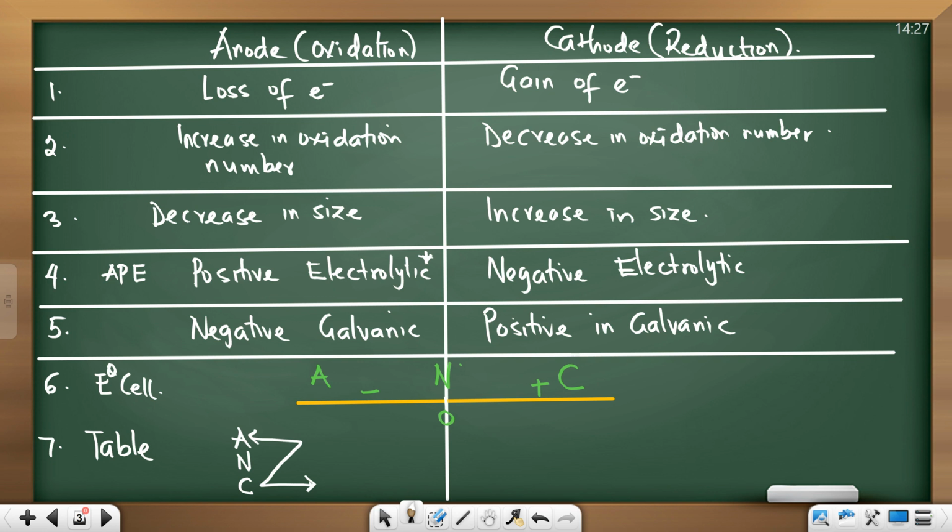All right. Now, so we have these 7 ways. A perfect number. 7 ways of identifying your anode and the cathode.